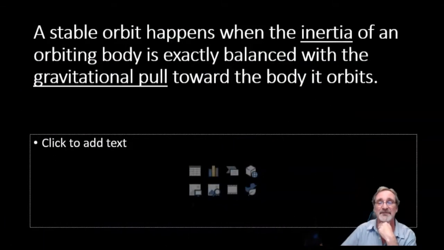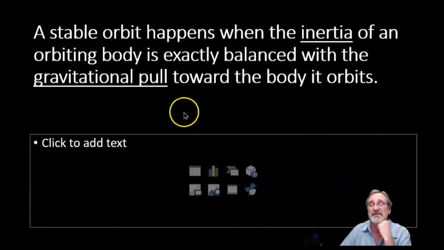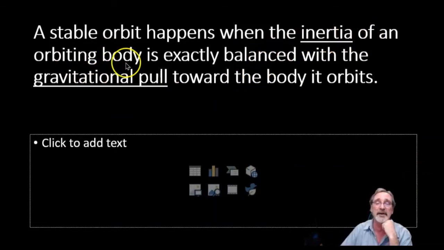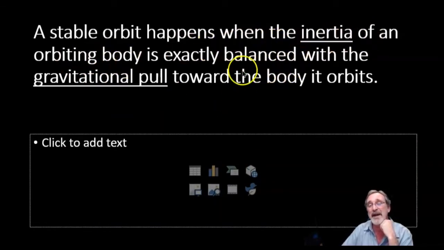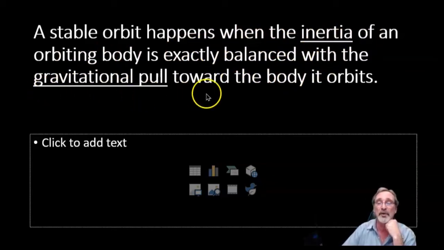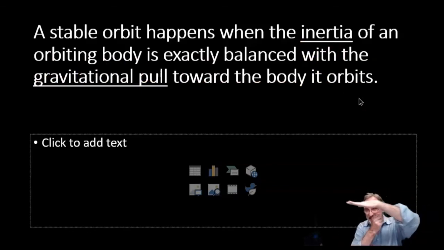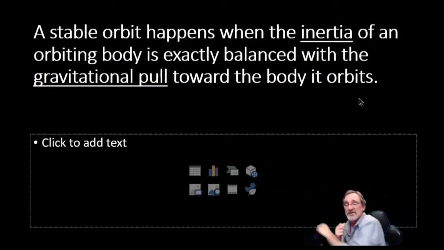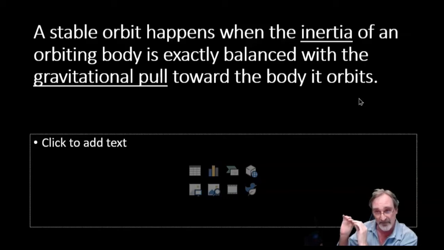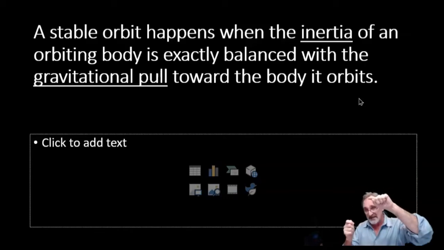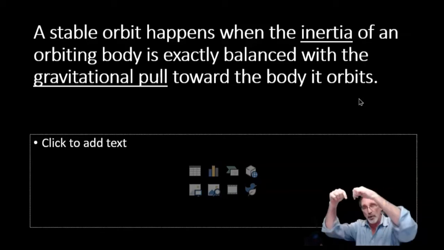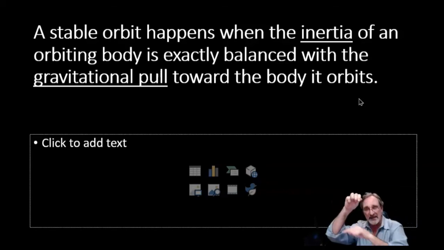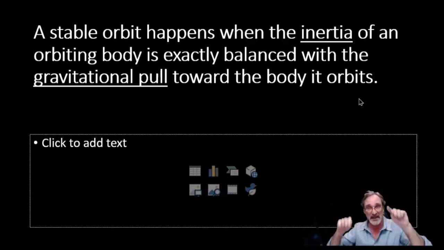Okay, so a stable orbit happens when the inertia of an orbiting body is exactly balanced, that's the key word here, with the gravitational pull towards the body it orbits. Okay, that means that the tendency to keep on moving in the direction it's going, an object in motion stays in motion, is exactly balanced with the pull, it's falling toward the planet. And that creates that stable orbit.